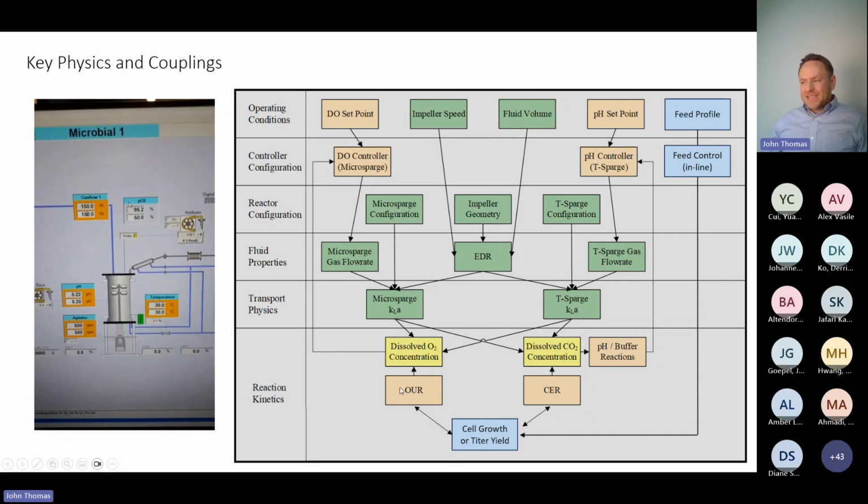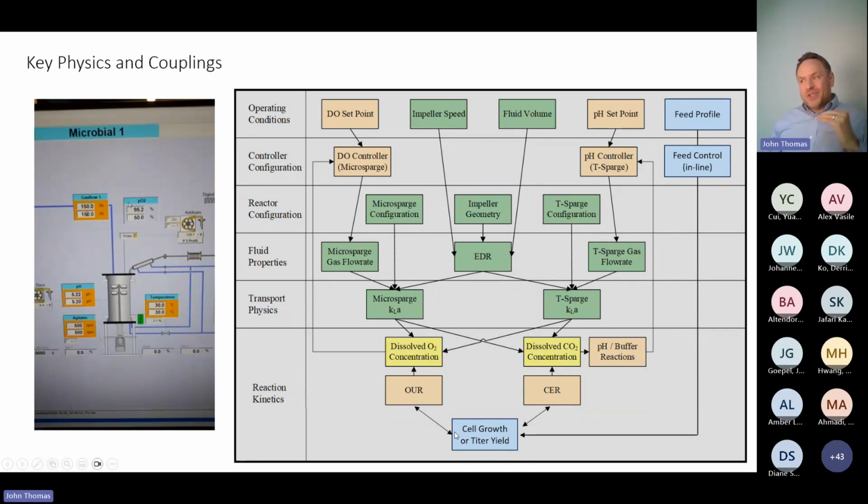So if we want to maximize a growth rate or titer expression or titer yield or whatnot, our way to achieve that is to appropriately tune the operating conditions, maybe the controller logic, in a way that maximizes this growth down here.